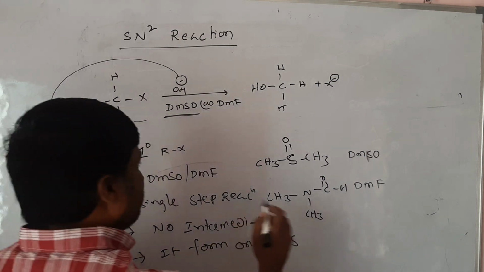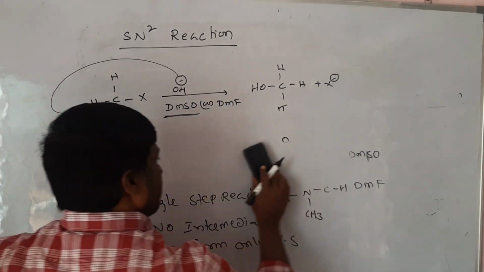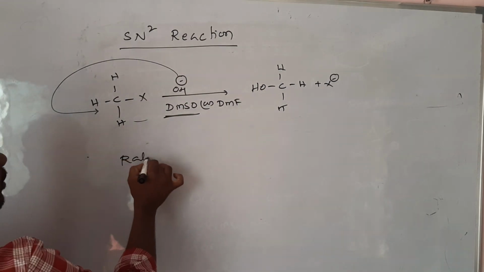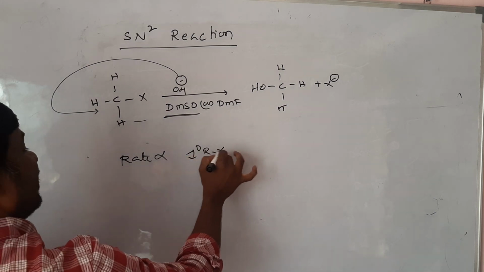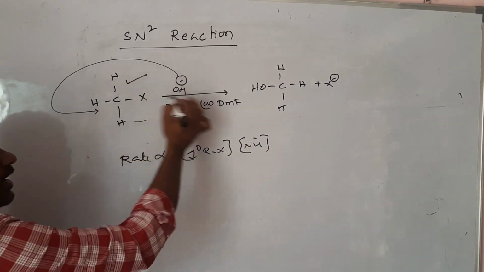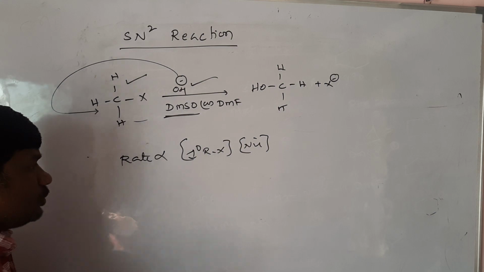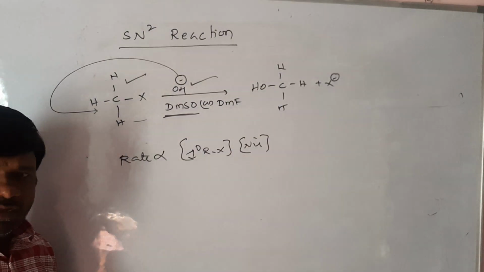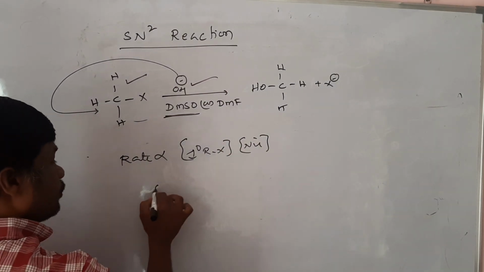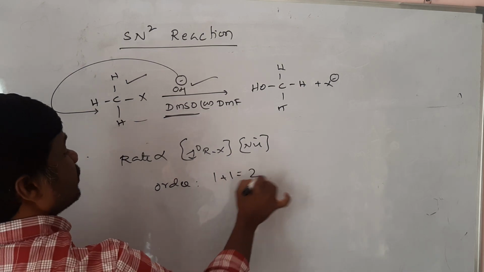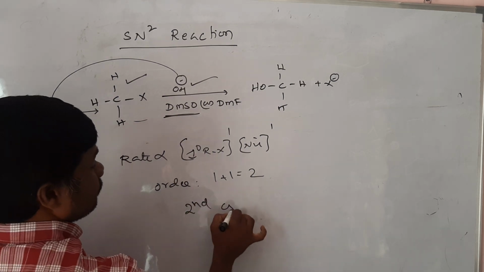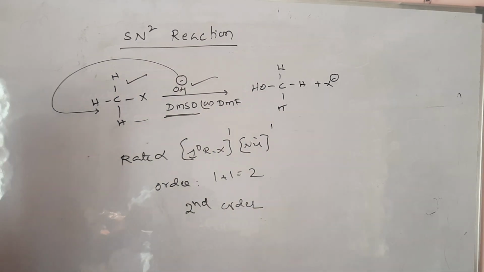One more very important point is that the rate of reaction depends on both the primary alkyl halide and the nucleophile. So the rate always depends on the primary alkyl halide as well as the nucleophile. Here the order is 1 and 1, so the order is 1 plus 1, which is 2. It is an example of a second order reaction in chemical kinetics.